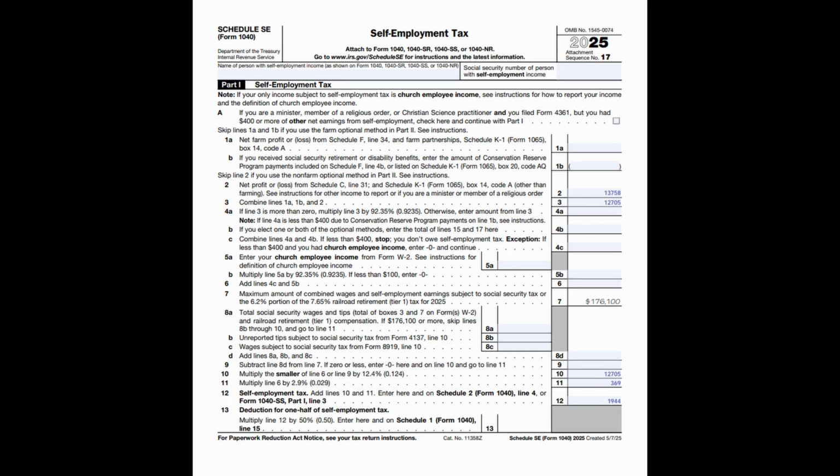Line 13 is one half of the self-employment tax. So $1,944 divided by 2 is $972. Line 13 is blank because the IRS doesn't actually have you enter the number on this form. We just calculate half of the self-employment tax, which is $972, and then we'll enter that later on Schedule 1, line 15. So it's completely normal for the box to stay empty on Schedule SE.